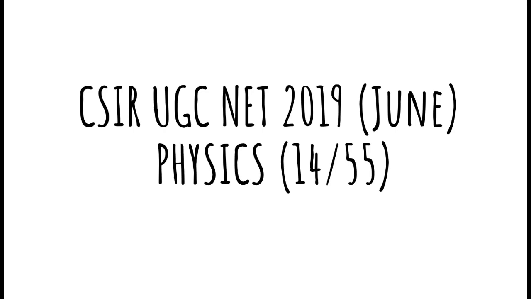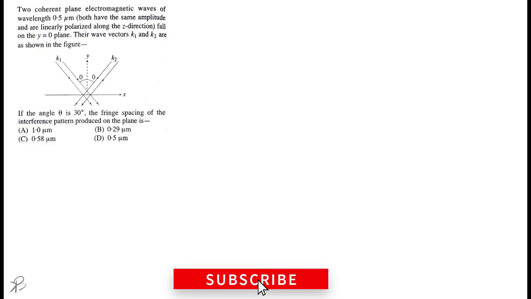Hello everyone. Today we will be solving the CSIR UGC NET 2019 June physics paper. This is the 14th problem out of the 55 problems in the paper. So the 14th problem goes something like this.